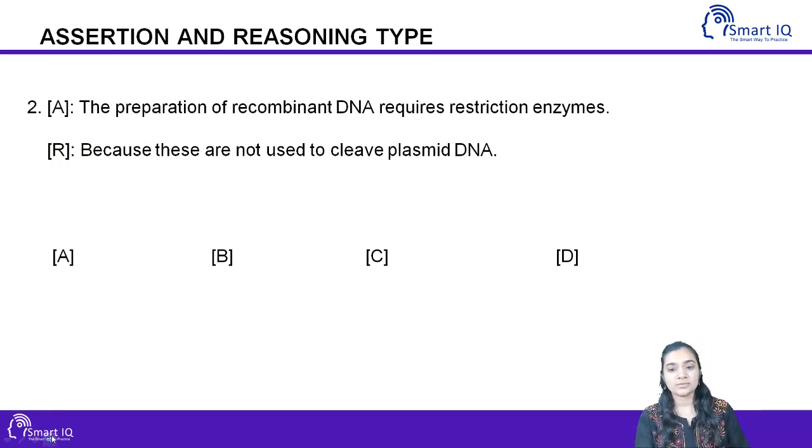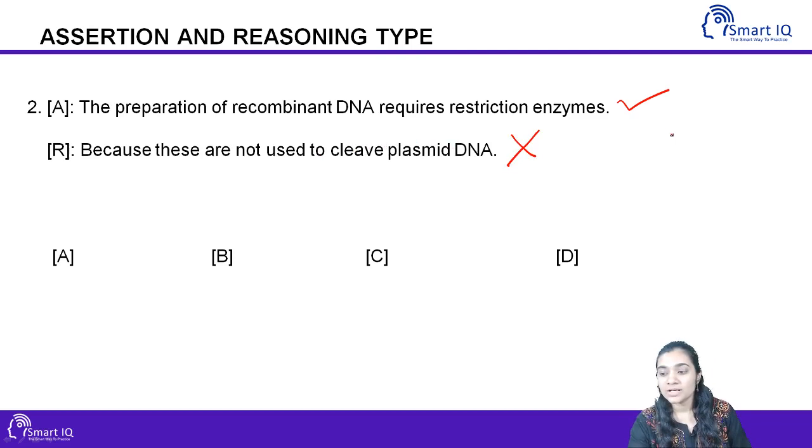Now, the second question. The assertion is: the preparation of recombinant DNA requires restriction enzymes. We know for a fact that this is a correct statement. The reason given is that these are not used to cleave plasmid DNA. What do you think about this? Do you think this statement is true? No, this statement is false.